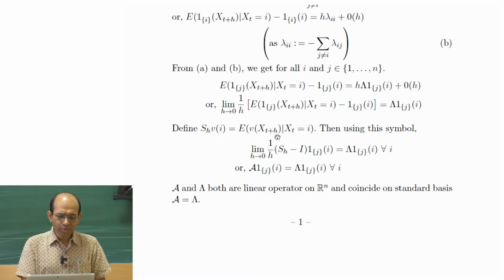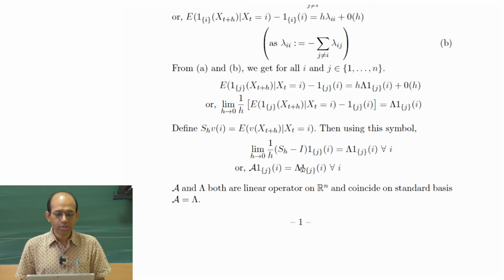Okay, so from the definition, this thing is the A operator, so the A operator acting on 1j at I is the same as this lambda matrix operating on the 1j vector and divided at I. So that is true for all I and all possible j vectors. So what does it mean? That these two operators coincide on the basis vectors, and both are linear operators.